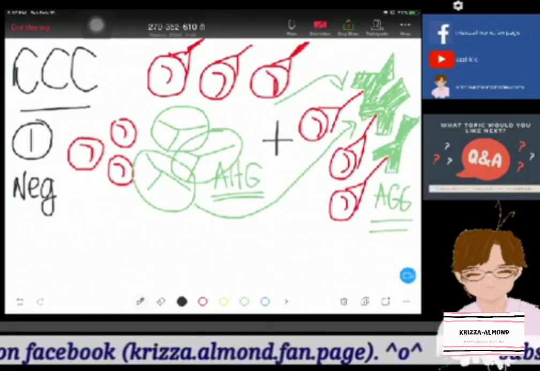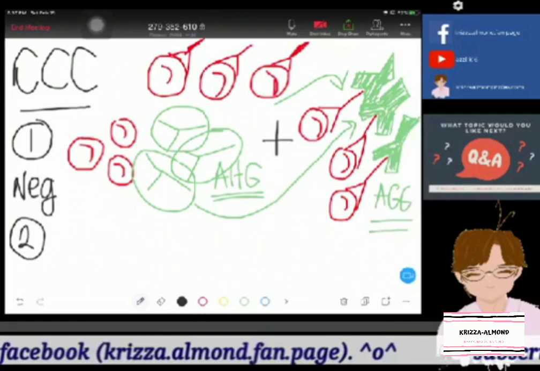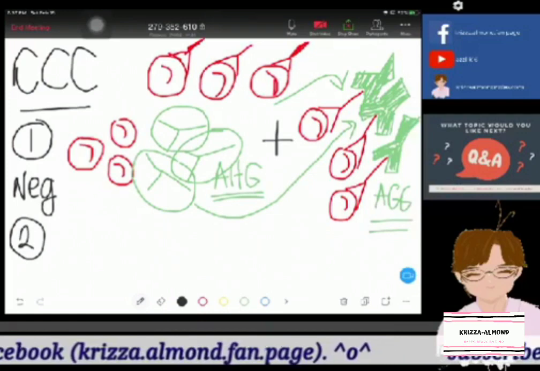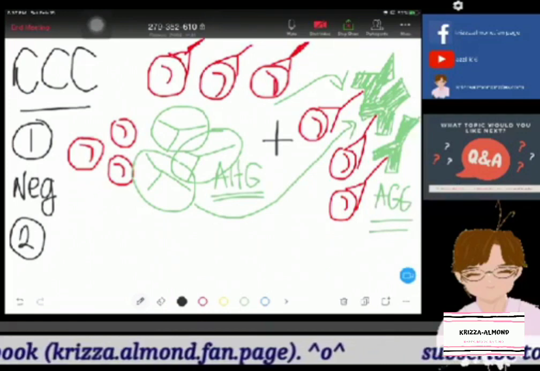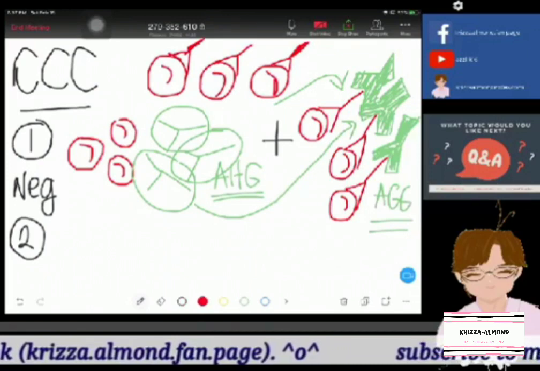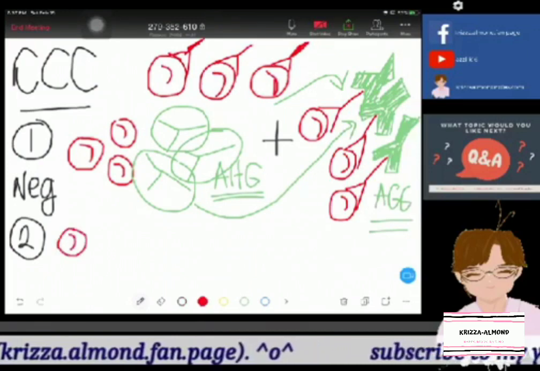But what if meron siya talaga? Yun nga lang, okay, nagkaroon ng problem sa procedure. Okay, so meron siya talaga. Let's look at scenario number 2.